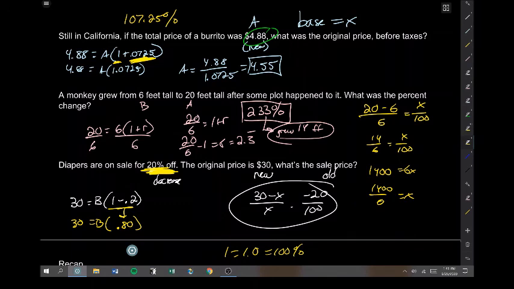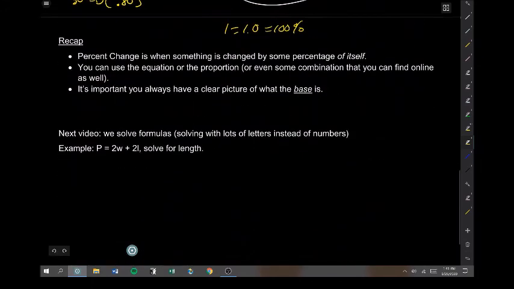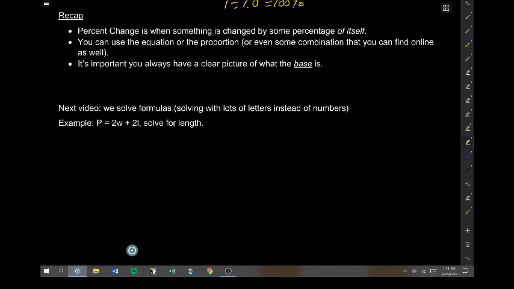So I do 30 divided by 0.8, whatever that is. If you're checking at home, it's 37.5. It initially cost $37.50. It now costs $30 because 20% was taken away. All right, I think this has been too long. Percent change is a thing. You do stuff with it. Always know what your base is.